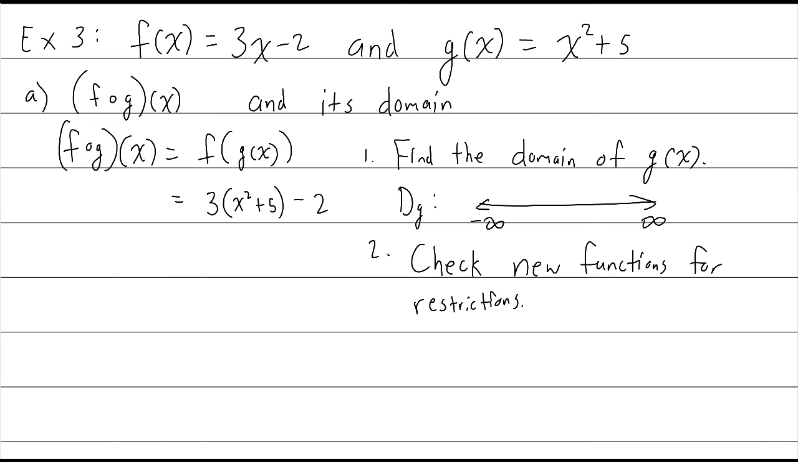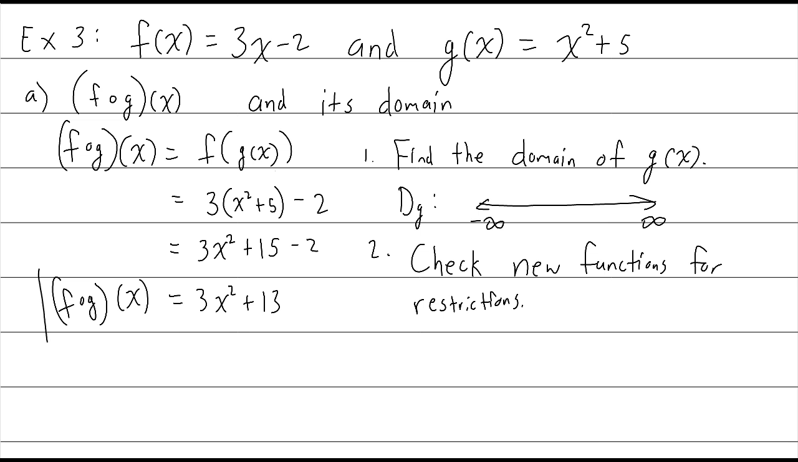Okay, look at that. Distribute the 3. 3x squared plus 3 times 5 is 15 minus 2. So we have 3x squared plus 13. So that's my new function, which is again part of the question, right? I want to find this.